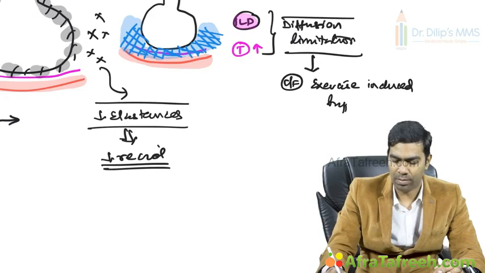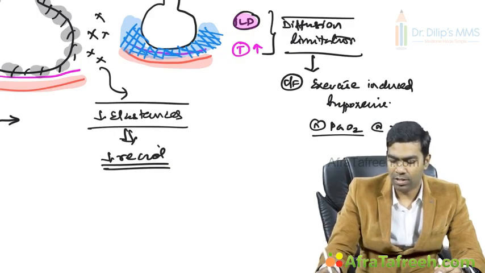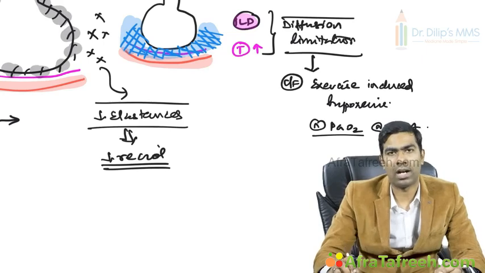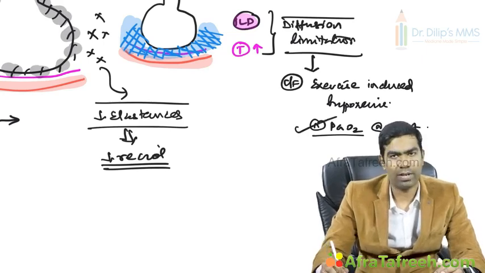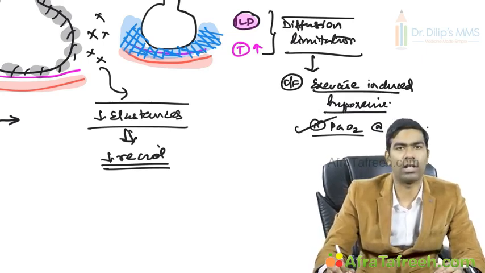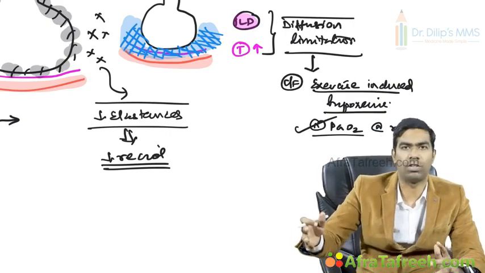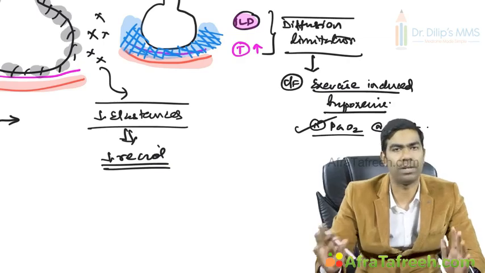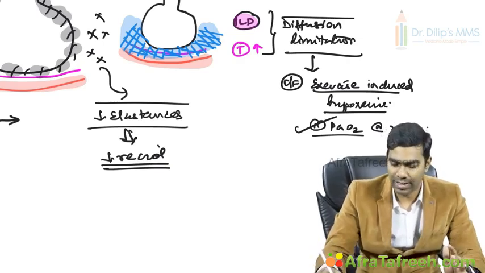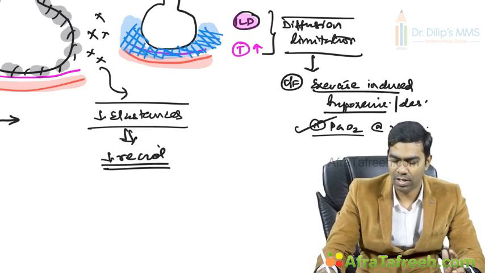Exercise-induced hypoxemia. Many of these patients will maintain normal oxygen partial pressure in the arteries at rest. At rest, they won't have any problem. But the moment they start walking, the moment they just go to the bathroom, you see the saturation will drop and the PaO2 will drop. So that is called exercise-induced hypoxemia or exercise-induced desaturation.